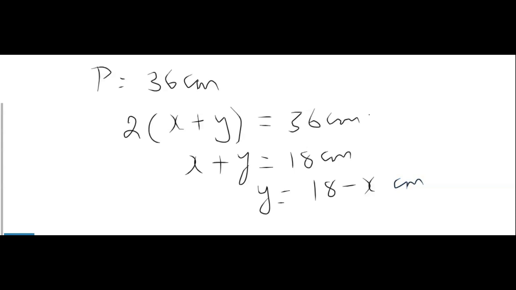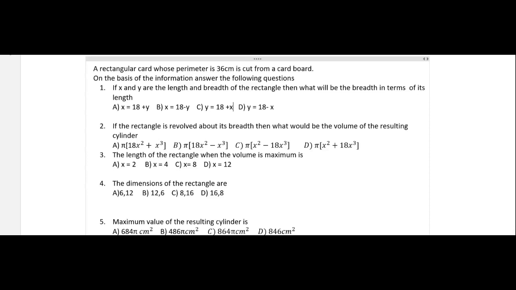Let's see which is the correct option. Y is equal to 18 minus x. So option D is the correct option.